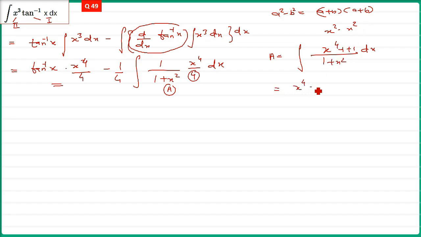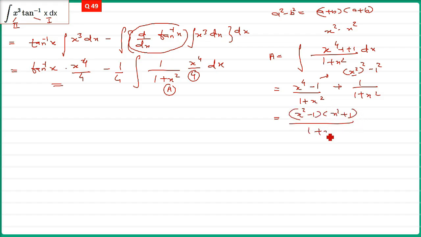So x raised 4 minus 1 divided by 1 plus x square. I'm separating these two terms. Plus 1 divided by 1 plus x square. Now this first numerator will become x square whole square minus 1 whole square. So it's basically a square minus b square, and we are employing that formula. This will be x square minus 1 into x square plus 1 divided by 1 plus x square, and 1 by 1 plus x square is already there, and we'll integrate them now.